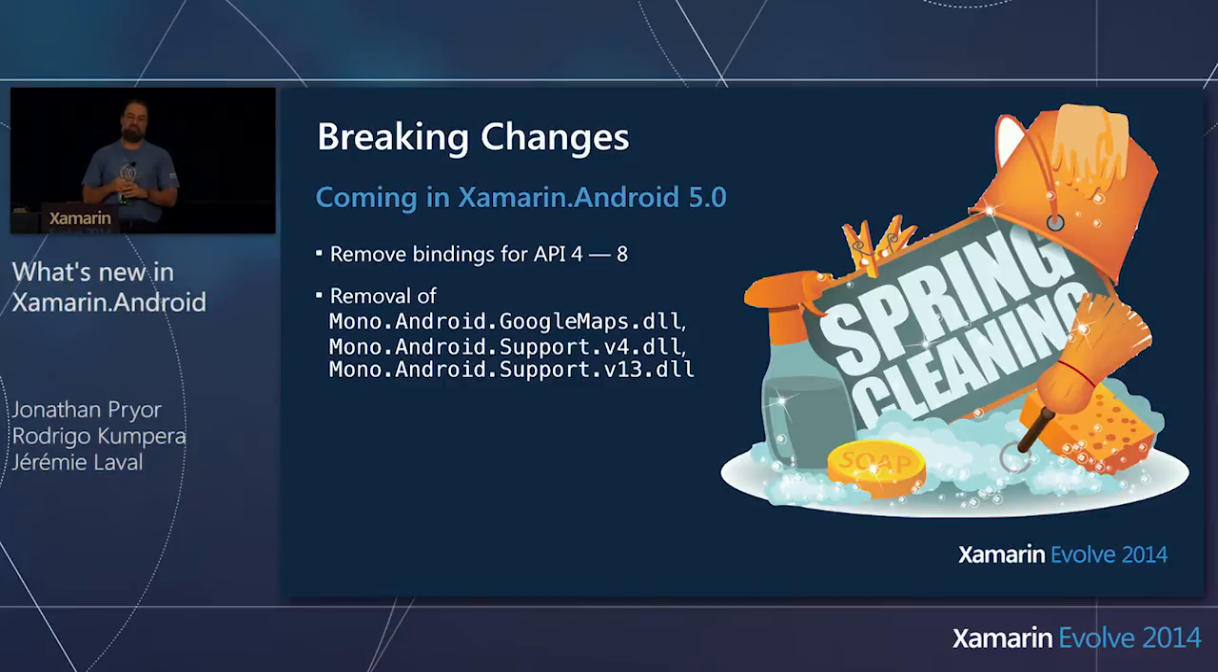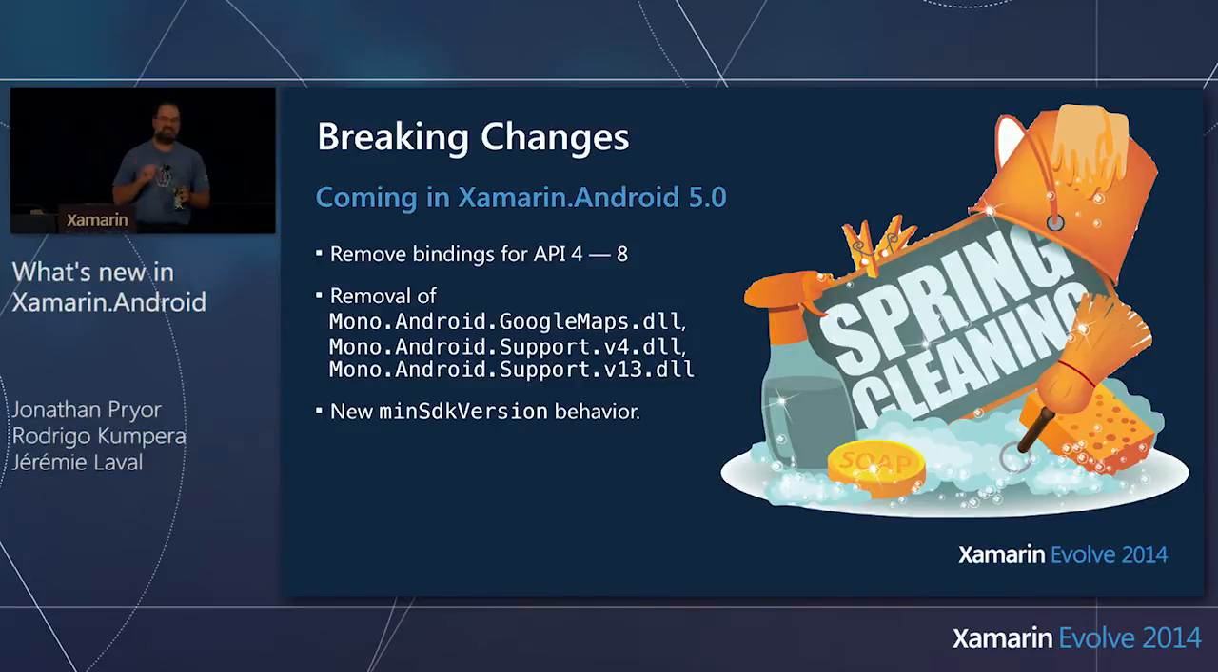Google Maps was obsoleted by Google like 2 years ago. Google Play Services is the replacement and has been for an eternity at this point. Please use Google Play Services. Mono Android support v4 and v13 were binding an ancient version of the support library. If you want to use the support library, you presumably want the latest version, which is bound in the Xamarin.Android support component on the component store. Please use that instead. It's much, much better.